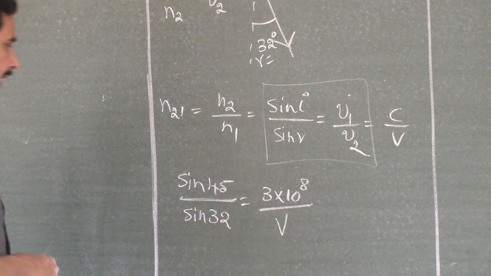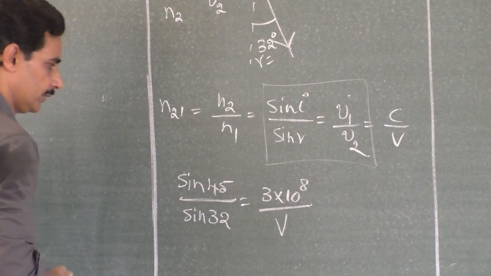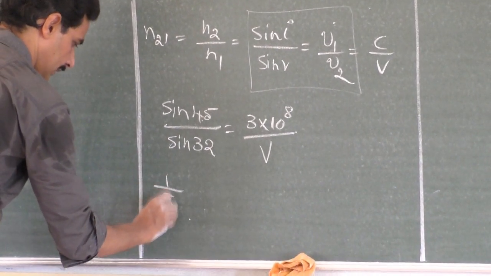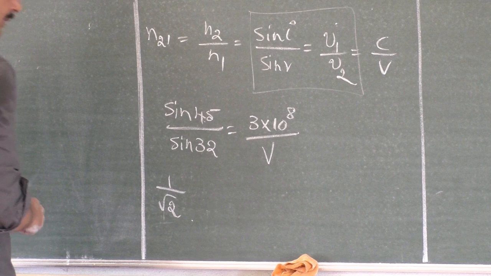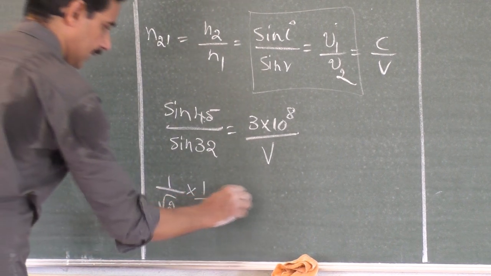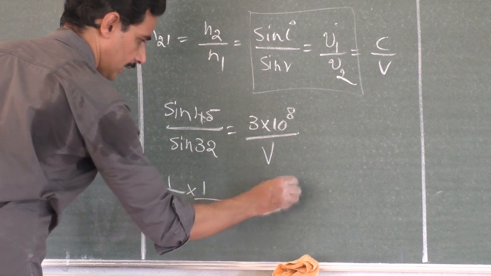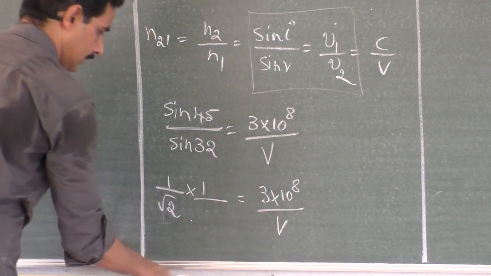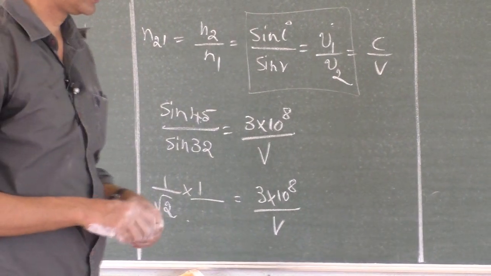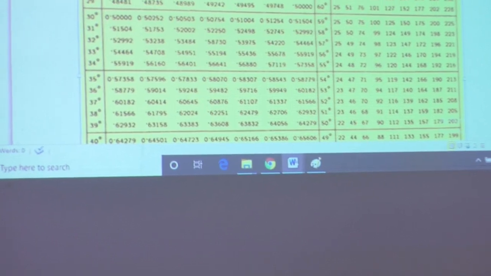Natural sines. And you know what sine 45 is. Sine 45 is 1 by root 2, 1 divided by root 2, and sine 32 we will see, equals 3 into 10 to the power 8 by V, and this we have to substitute. So going to the sine table, here sine 32 means you have to look into 32. So be ready with the log tables with you. Every time I can't show it to you.